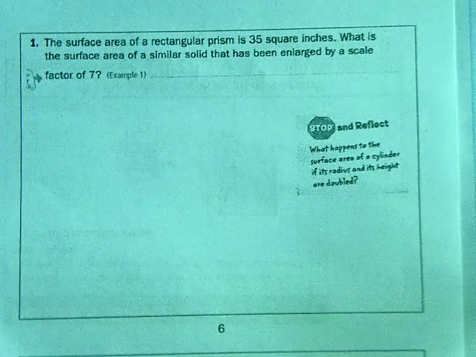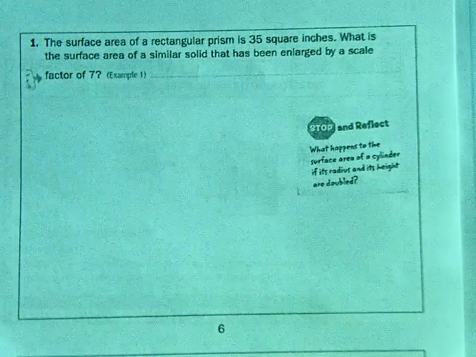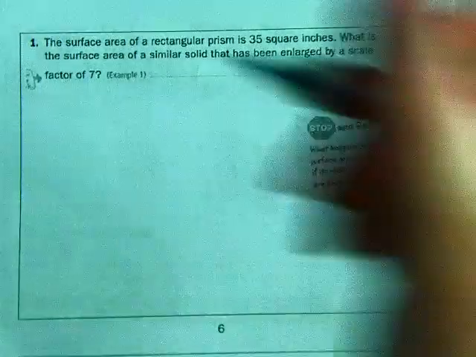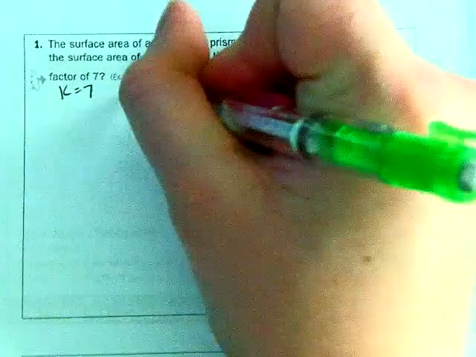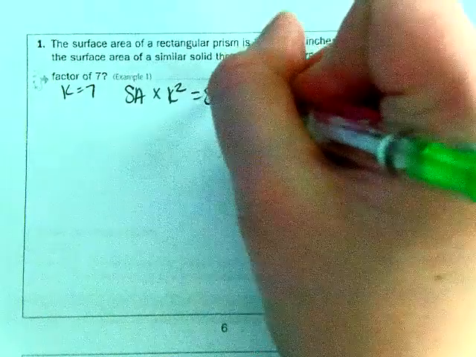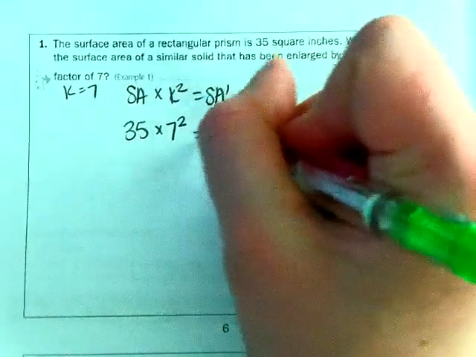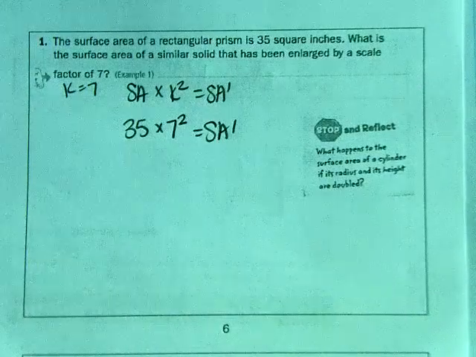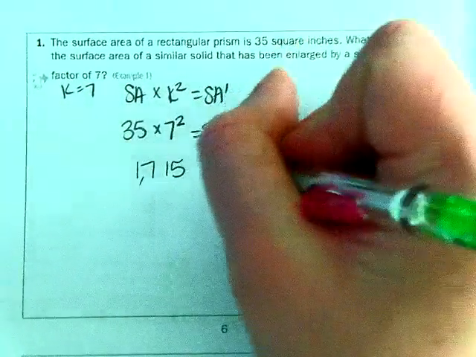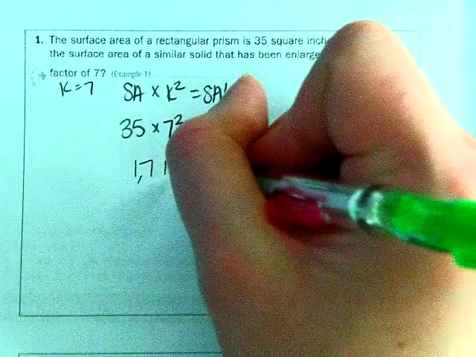Here's another surface area one, hopefully nicer than the last one. The surface area of a rectangular prism is 35 square inches. What is the surface area of a similar solid that has been enlarged by a scale factor of 7? So K is 7. Surface area times the scale factor squared is going to give us the new surface area. So 35 times 7 squared, so 35 times 49. We get 1,715 is our new surface area. Don't forget to label it square inches.